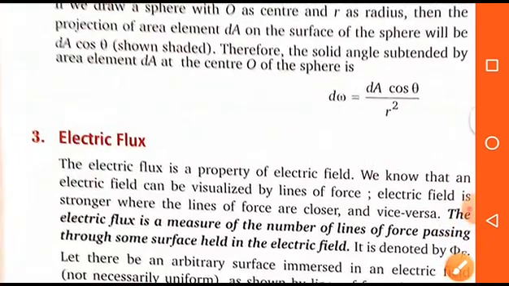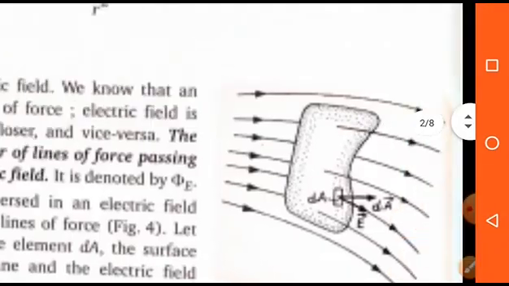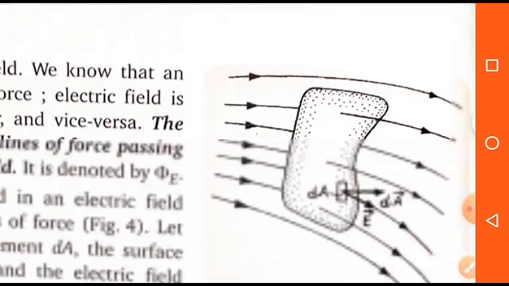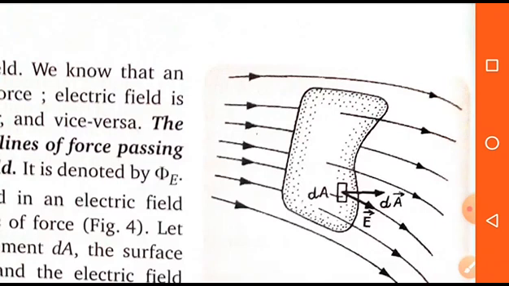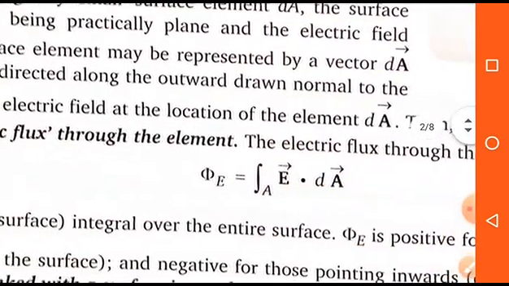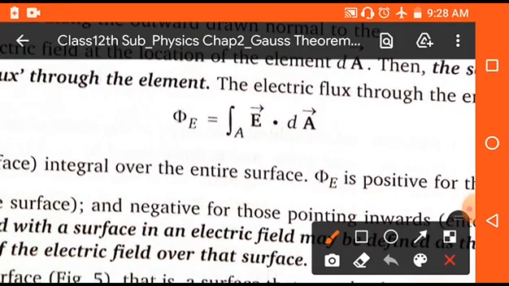Now the next topic is electric flux. See in the diagram there is a closed surface and there are some lines which show the electric field, and the total number of electric field lines passing through the closed surface which is placed in the electric field is called electric flux. It is denoted by phi E, and we can also define this mathematically by the given formula: phi E is equal to integral E dot dA. That means it is also defined as a product of electric field and area vector.